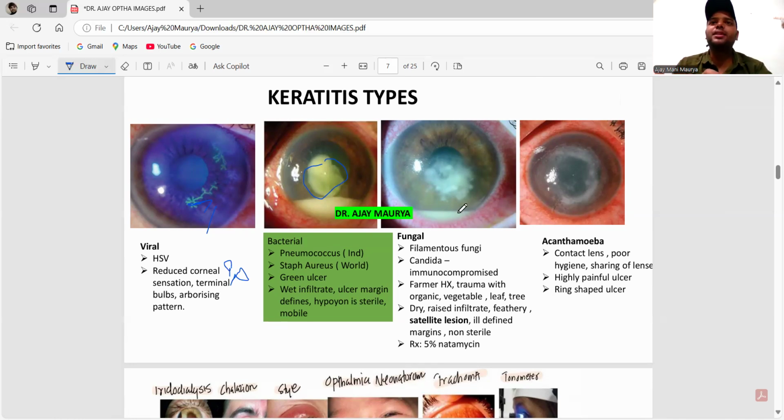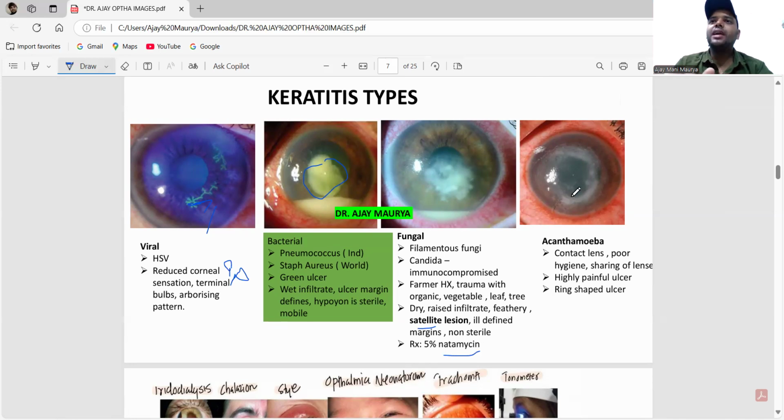From the fungal, guys, this is the satellite lesion. The most common cause is filamentous fungi. In an immunocompromised patient, the most common cause is Candida. They always give the history of a farmer, with trauma from a vegetable leaf. Treatment is 5% natamycin.